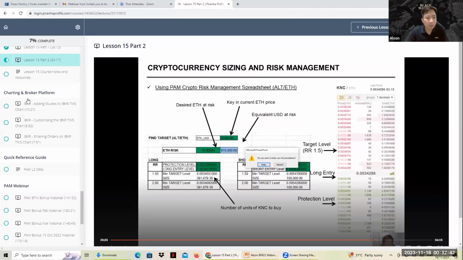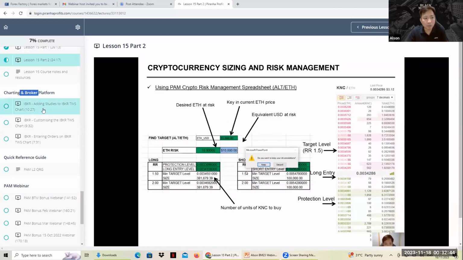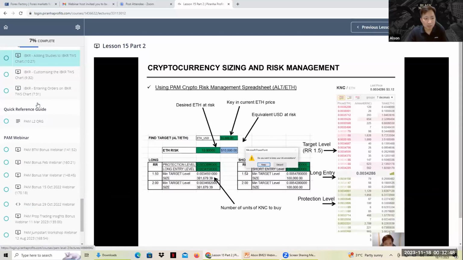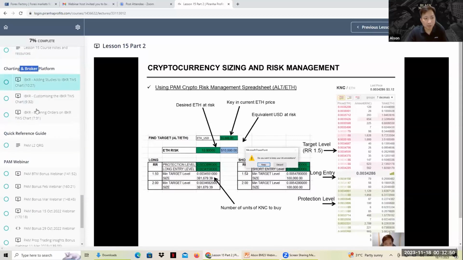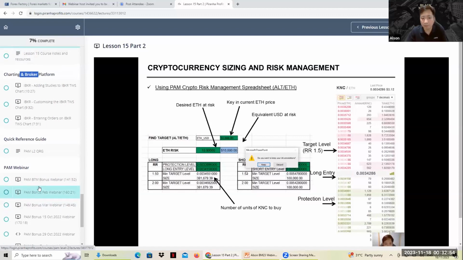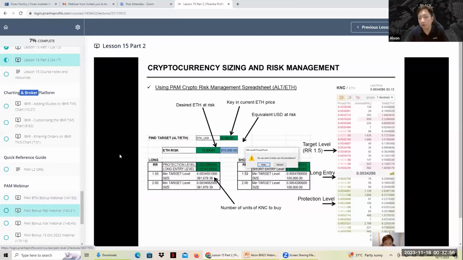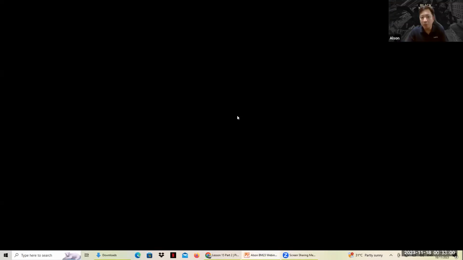And also the charting brokerage platform. This is Interactive Brokers. You're going to learn here in SPY, in the price action manipulation course. And also some other bonus webinars that you can review that I covered with my students before. So it's very comprehensive, guys. I show you the level 1, level 2.